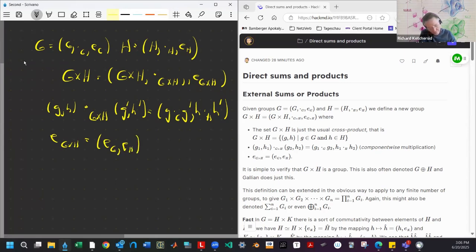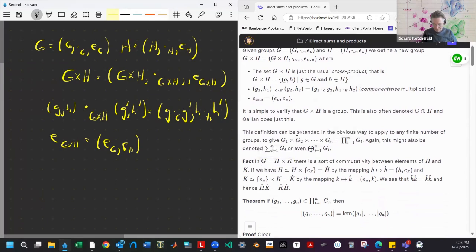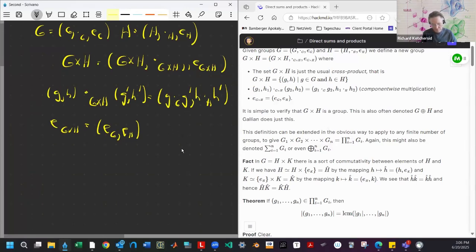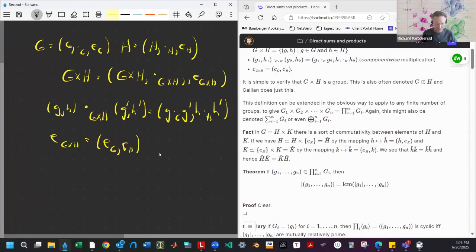Okay. So that's two groups. We could do the same with many groups, and I do point that out in the notes. We could take the cross product of n groups. We could do that using this definition and induction, or we could just define it basically the same way, where multiplication is component-wise multiplication. And that's it, so that's actually pretty simple. Now, maybe we're going to show some properties in your exercises, like if G and H are abelian, then G cross H is abelian, things like that.